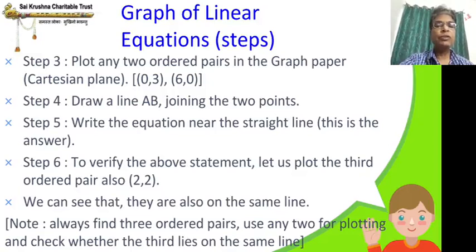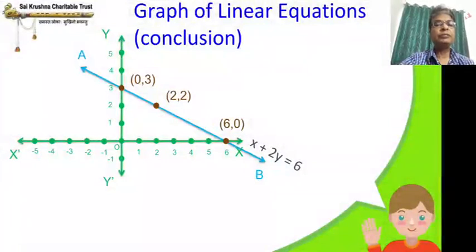I put a note also that it is always better to find 3 pairs, whereas 2 pairs are more than sufficient, as I told in the beginning, but the third pair is only for cross checking. We will move to the next page.